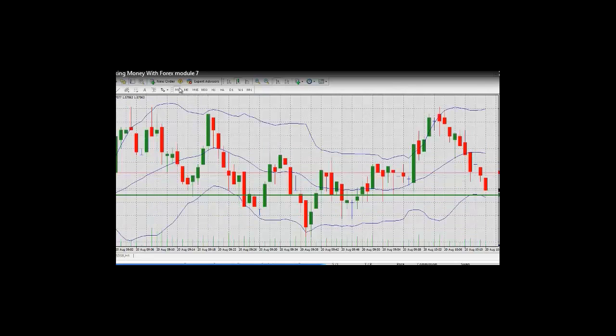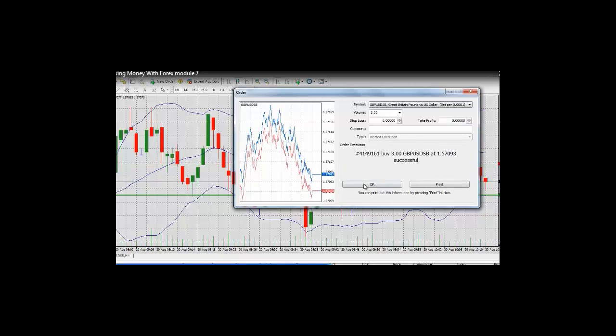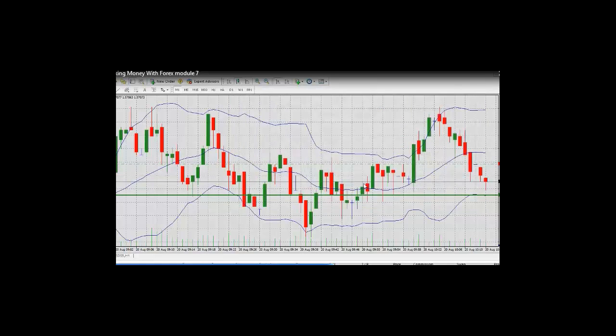So, having just about got there, I'll now take the order. So it's new order, and I'm going to take a buy trade. At the moment I'm not going to put in a take profit on this. And now we'll just follow that.